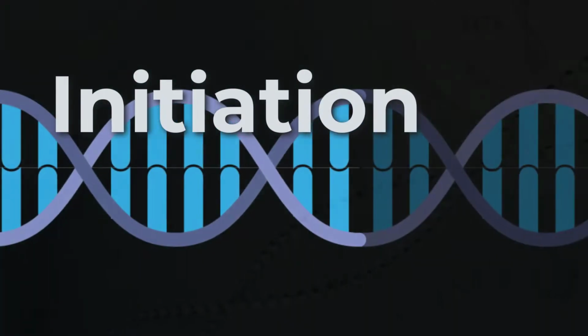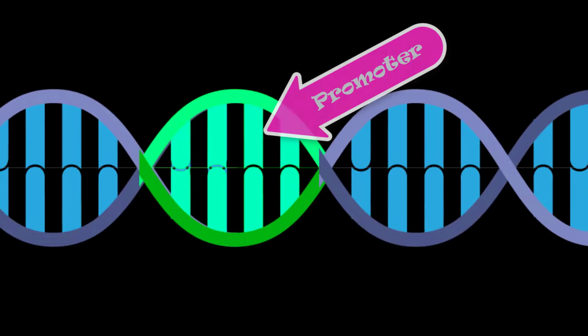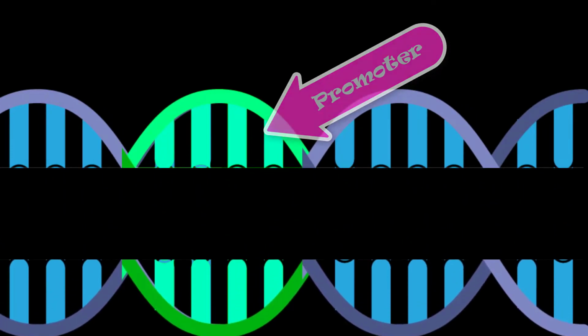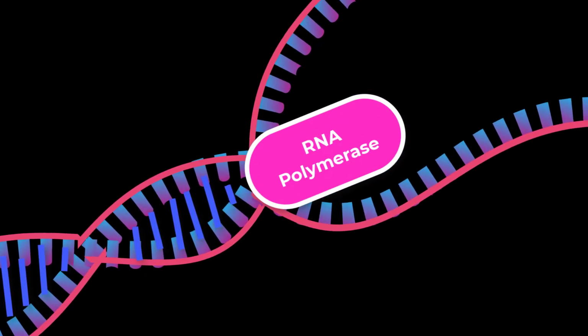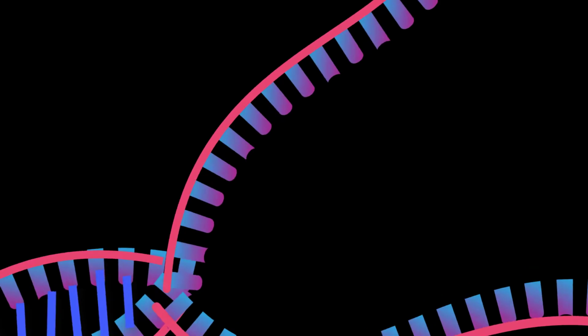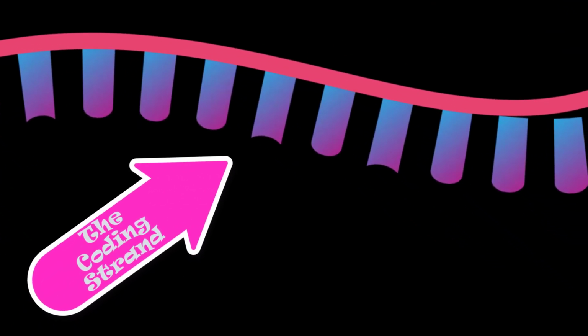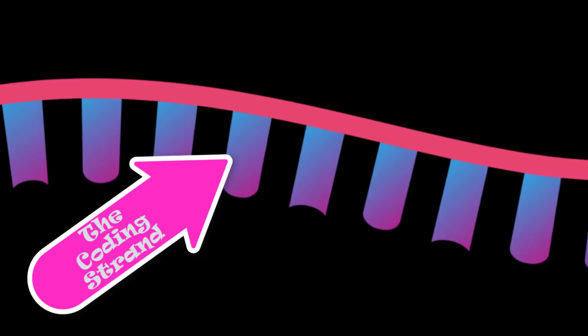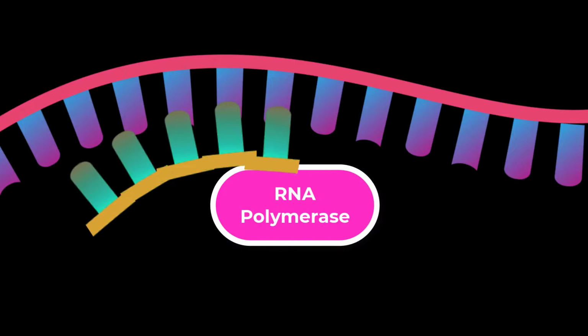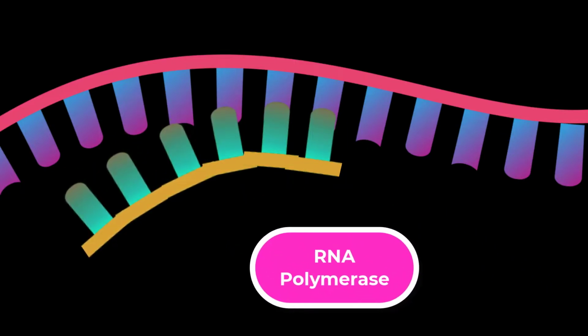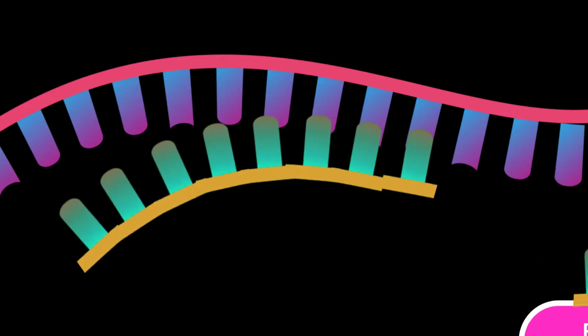Initiation. A region at the beginning of the gene, called a promoter, is a particular sequence of nucleotides that triggers the start of transcription. Transcription starts when RNA polymerase unwinds the DNA segment. One strand, referred to as the coding strand, becomes the template with the genes to be coded. The polymerase then aligns the correct nucleic acid with its complementary base on the coding strand of DNA. RNA polymerase is an enzyme that adds new nucleotides to a growing strand of RNA. This process builds a strand of mRNA.